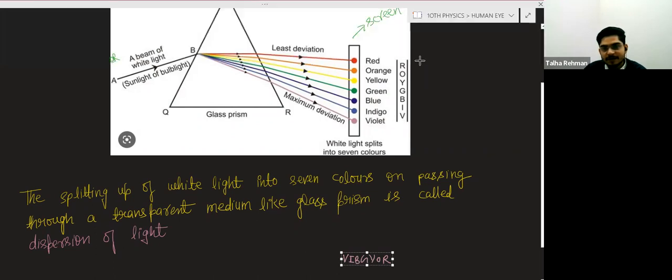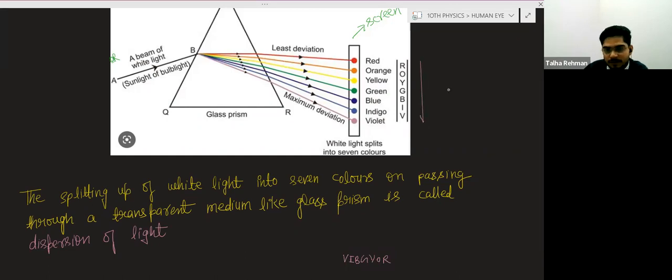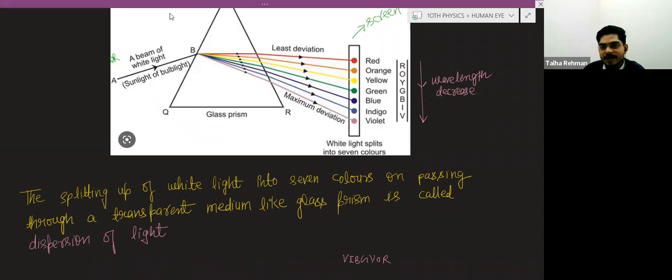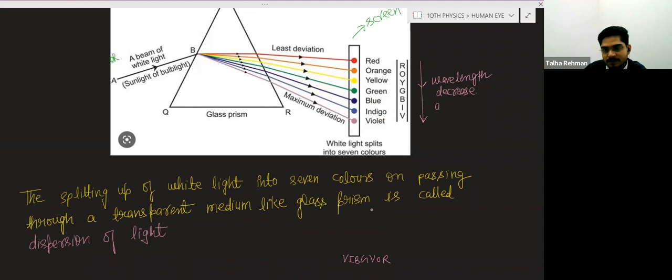When you move from the red color to the violet color, the wavelength of the color will decrease. So we can say the wavelength of the red color is maximum, and the frequency increases.